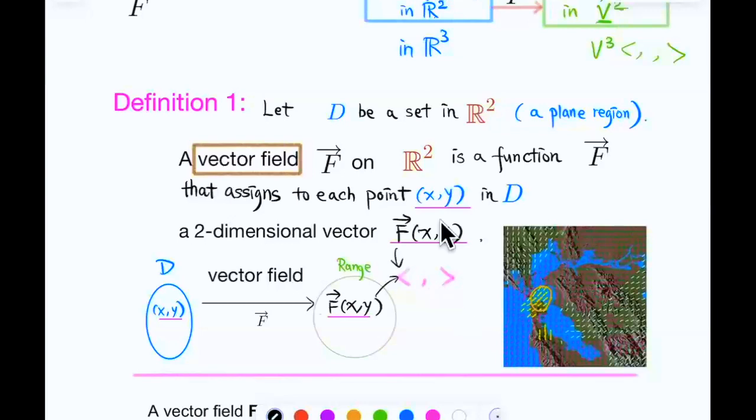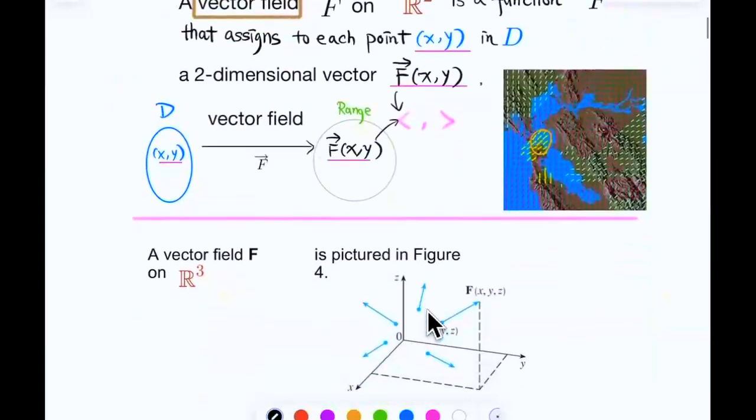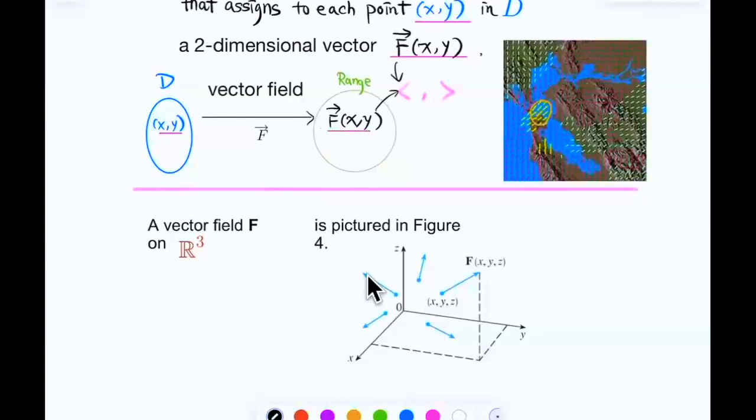So this is a vector field on R2, right? We can also have a vector field on R3. So here is the picture. For example, the gravitational force field. Take every point in space. It has x, y, z, this point. And then it's going to map that point to a three-dimensional vector, this one. So it has three components, this vector right here.